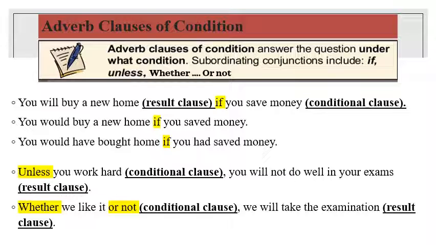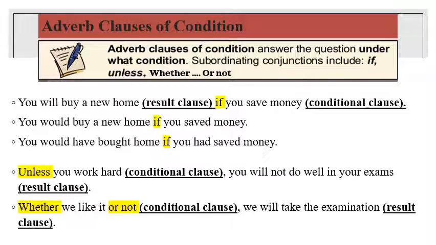See, it is coming at the beginning of the sentence, followed by the comma. You will not do well in your exam. And this is the result clause. And if you need more information about it, you can look carefully on page 326, 327, 328. You see that unless means if not.